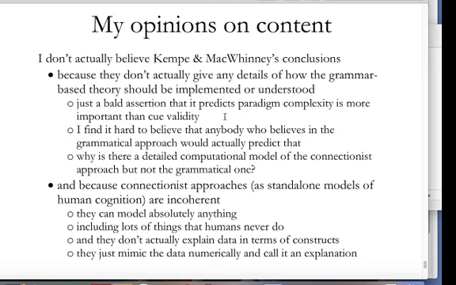So first of all, Kempe and McWhinney don't actually give any details of how that grammar-based theory should be implemented or understood, right? So they give a very detailed computational implementation of their connectionist theory, but they just talk about the grammar-based theory in the introduction. They don't give any implementation of that. They just assert without any support that it predicts paradigm complexity is important and cue validity is not. And I find it pretty hard to believe that anybody who actually takes that grammatical approach would really predict that.